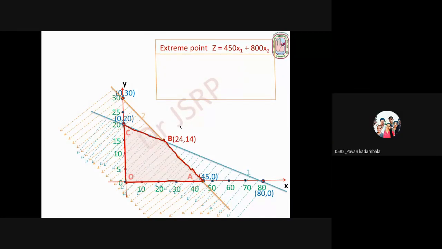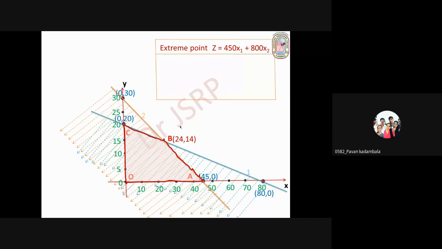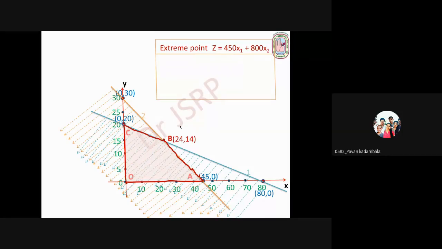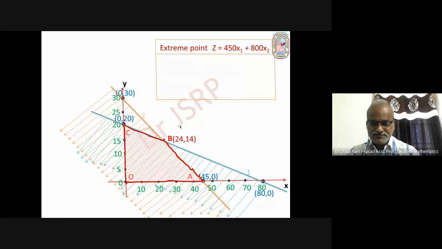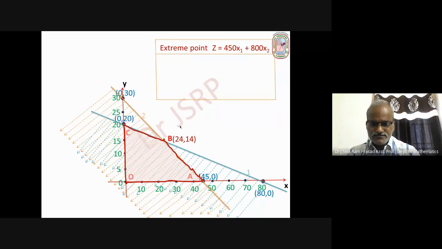Since both constraints are less than or equal type, clearly the origin satisfies both constraints. So for both constraints, the region lies towards the origin. Substitute in the left side the origin, x1 0, x2 0. You get 0.